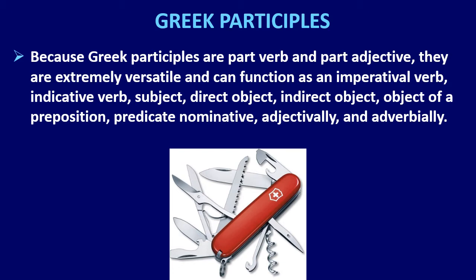And of course, they can function as the subject of a sentence or a clause. They can be the direct object, the indirect object, the object of a preposition. They can serve as the predicate nominative, and of course, we've already seen they can be used adjectivally and adverbially. Those are the two main ways. And so I want you to see that, in essence, the participle in Greek is like the Swiss Army knife of all forms or parts of speech.